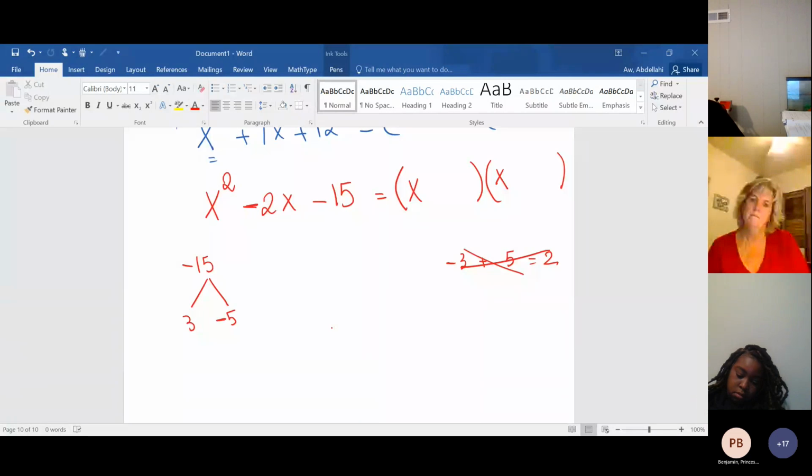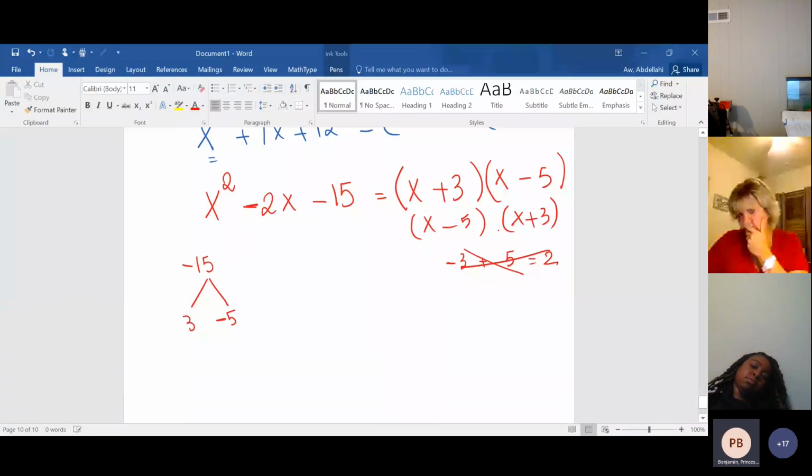Negative 15. What is 3 plus negative 5? Negative 2, right? So my answer will be plus 3, minus 5. What if somebody did x minus 5, x plus 3? It doesn't make a difference. It's the same answer, right? Do you see this? It is all arithmetic, right?